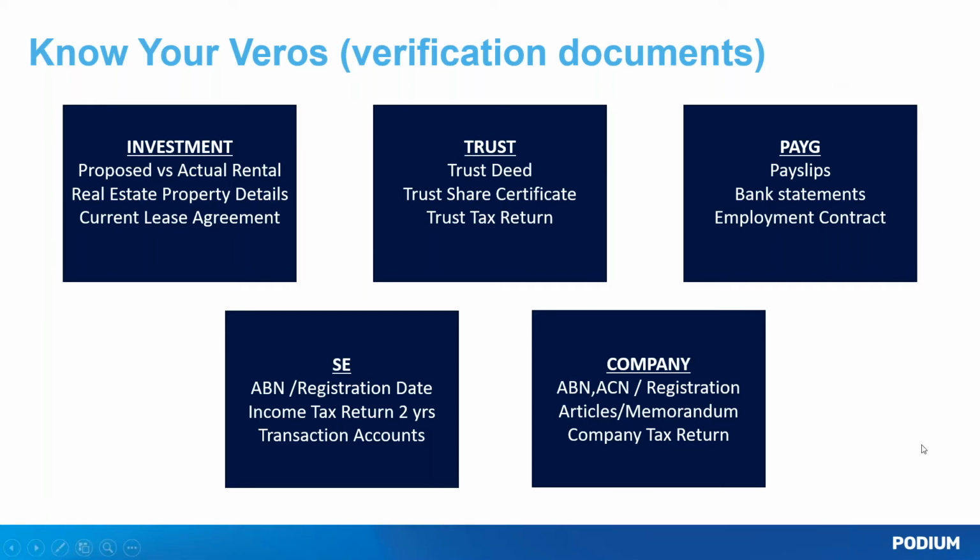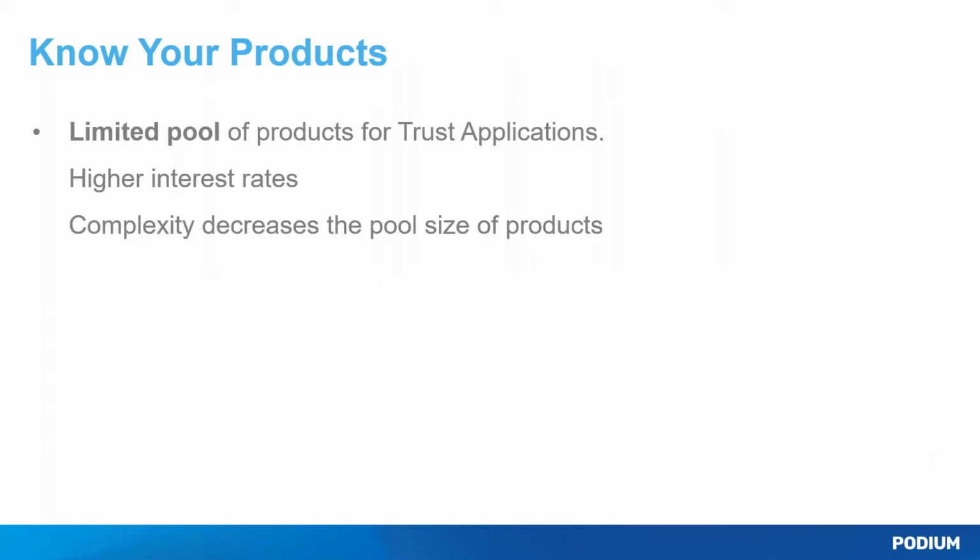The next slide is all about knowing your products. It's really important to note, folks, and those on the line who already work with trust applications will absolutely know, that the number of products available to process a trust application is significantly reduced from your standard residential applications with PAYG income earners or no trust parties involved. They will generally attract a higher interest rate and have other limited features, which means you need to know a little bit about your product.